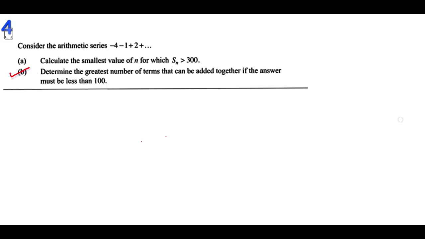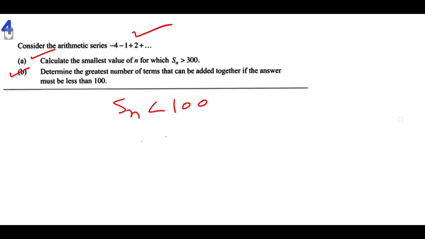Now question number 4, part B: determine the greatest number of terms that can be added together if the answer must be less than 100. This is the same series. We need to find the greatest number of terms for a sum less than 100. Set up the inequality: this time Sn is less than 100. So we use the same formula as for part A.